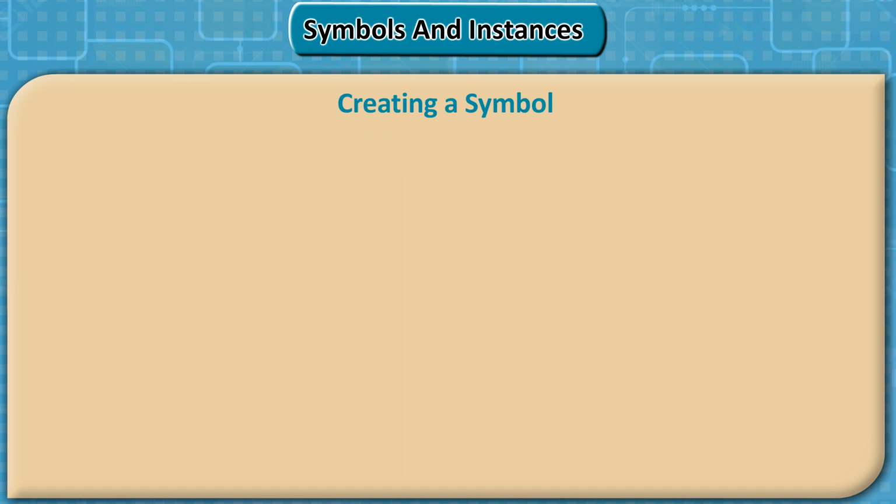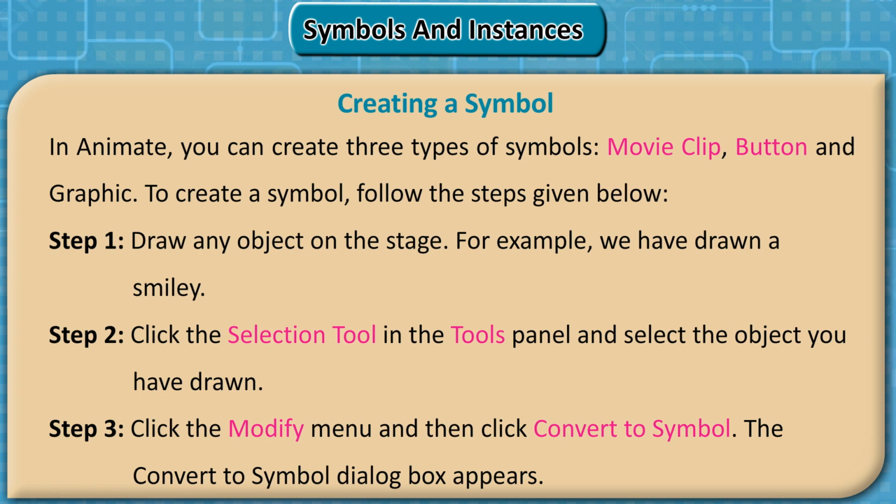Creating a symbol. In Animate, you can create 3 types of symbols: movie clip, button, and graphic. To create a symbol, follow the steps given below. Step 1. Draw any object on the stage. Step 2. Click the selection tool in the Tools panel and select the object you have drawn. Step 3. Click the Modify menu and then click Convert to Symbol.